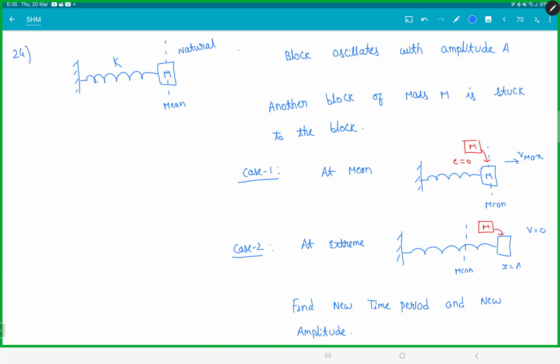Right, Falak. Time period is the easiest one, isn't it? Time period doesn't care about the oscillation, amplitude, nothing. It is 2 pi root over mass by k. Mass has become 2m. Done. So time period is the easiest one.